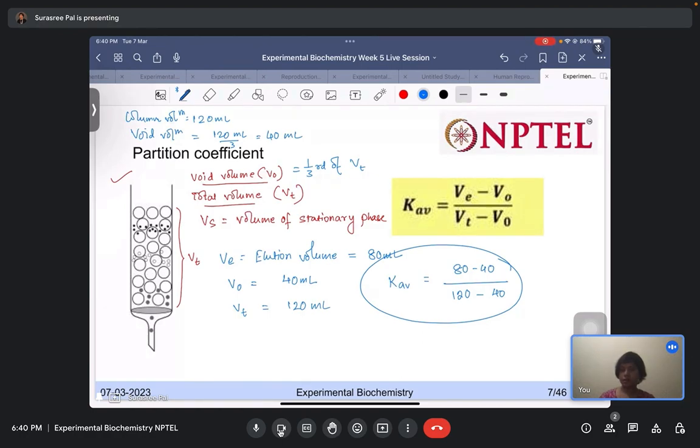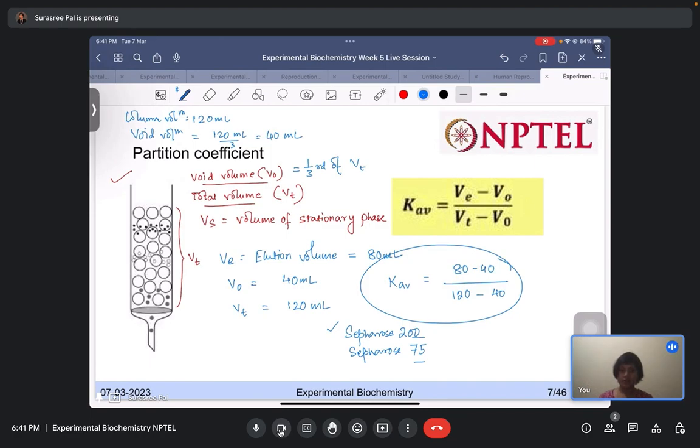So there are various resins. For example, there can be Sepharose resin, there can be Sepharose 200, Sepharose 75. What are these 200? What are these 75? This is the molecular weight cutoff. The 200 means 200 kilodalton. So the Sepharose 200 beads will be able to resolve the proteins which are less than 200 kilodalton. Sepharose 75 similarly.